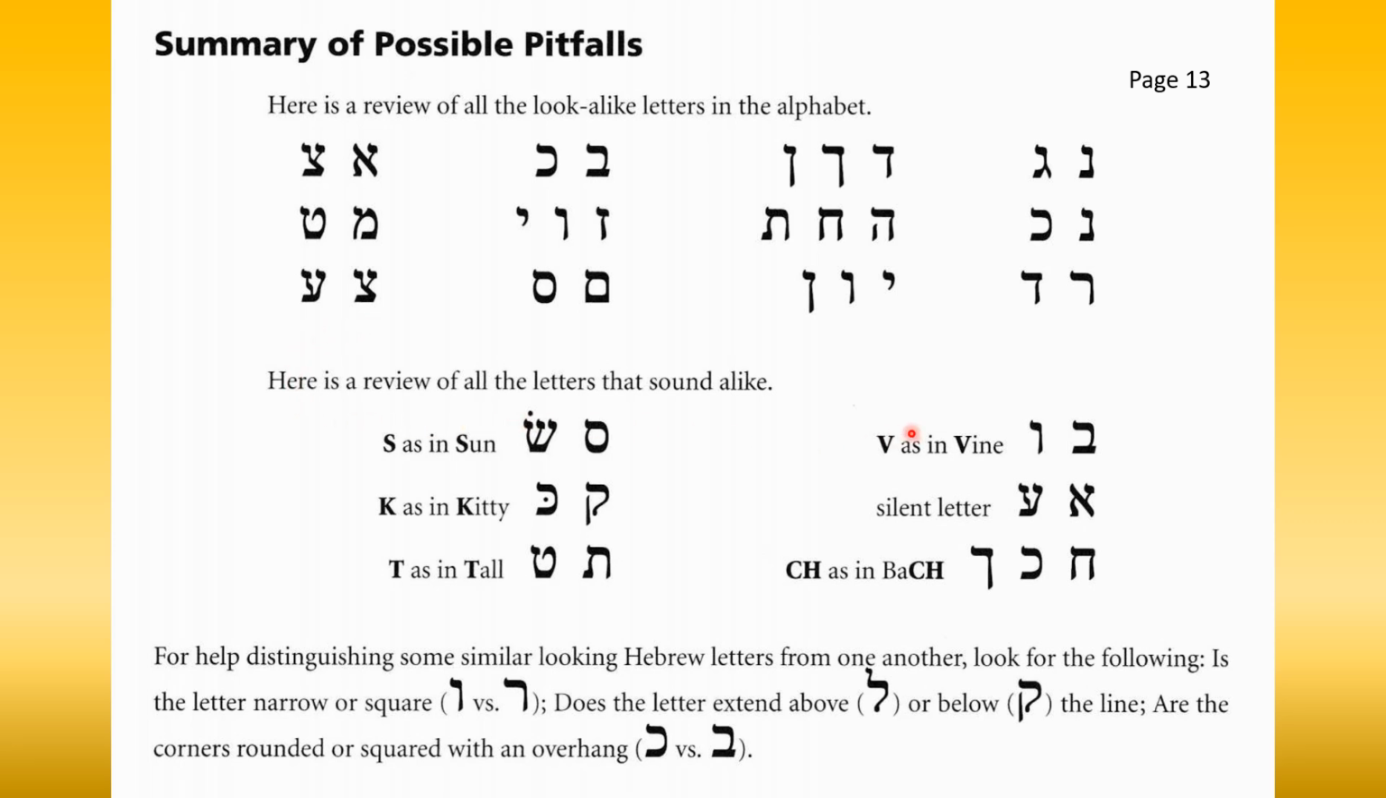And the sound-alike letters, we have the V as in vine for the vet and the vav. As we've talked about before, in biblical Hebrew, the vav is actually a W sound, but modern Hebrew, it takes the V. We have the two silent letters.